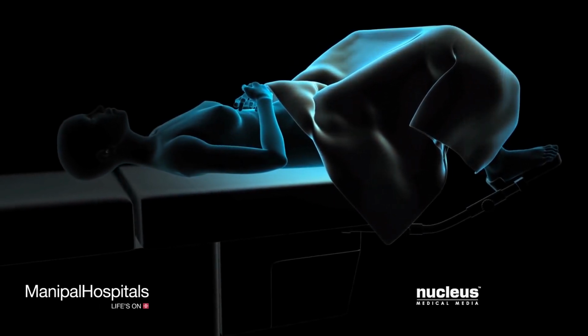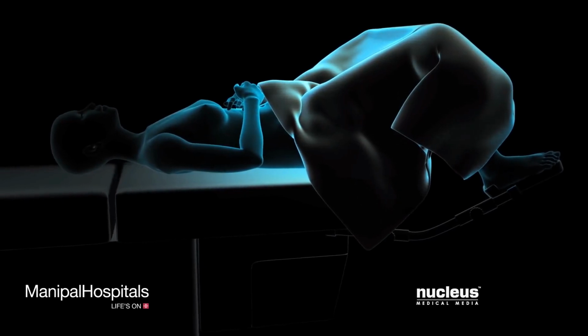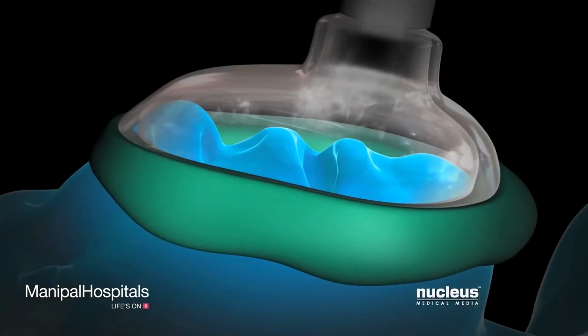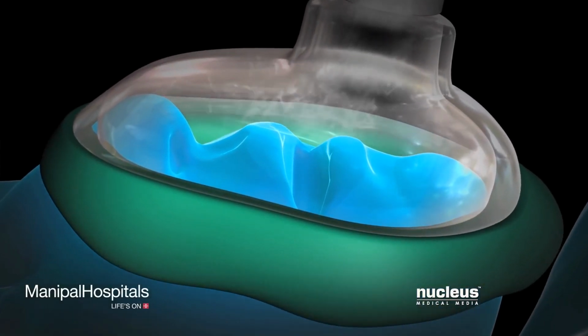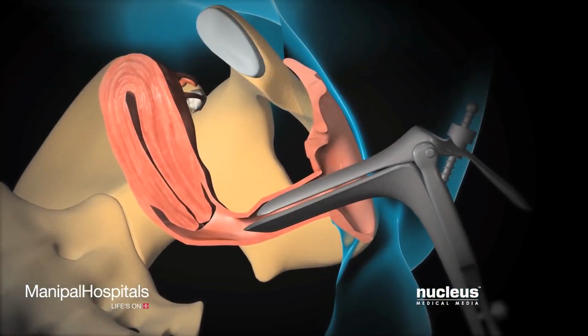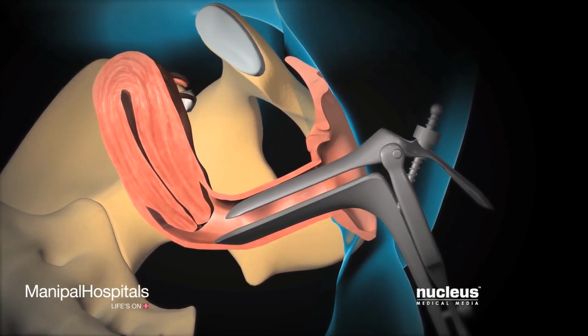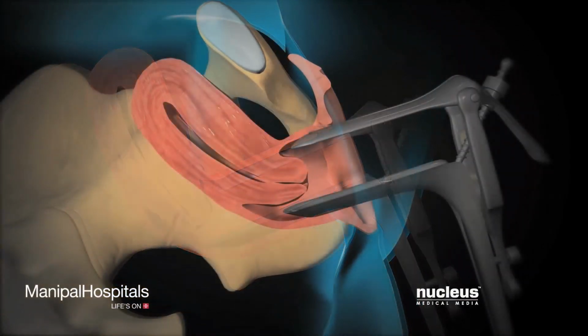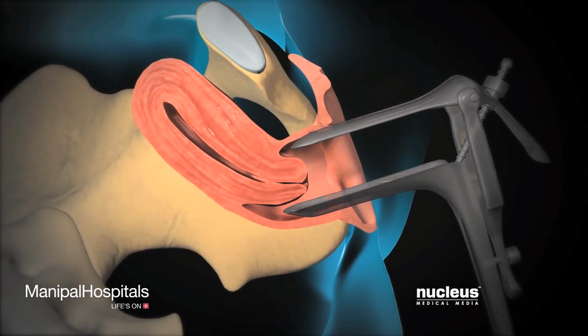During the procedure, you will lie on your back with your legs placed in stirrups as you would for a standard pelvic exam. You will receive local or general anesthesia. Your doctor will insert a speculum into your vagina, which widens the vaginal canal so the cervix can be seen.